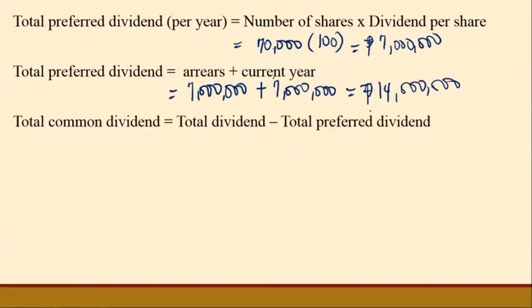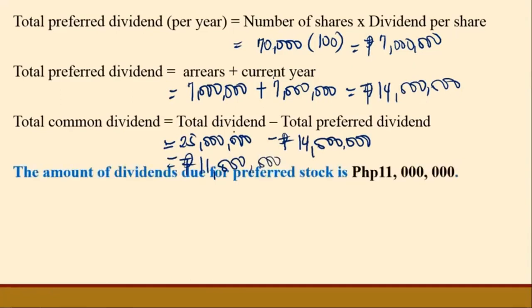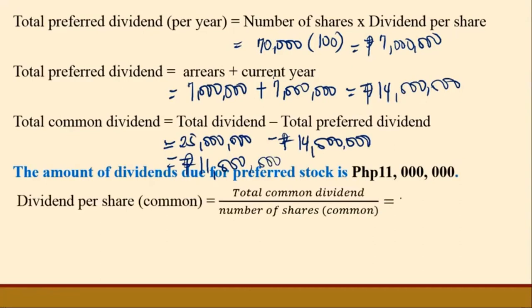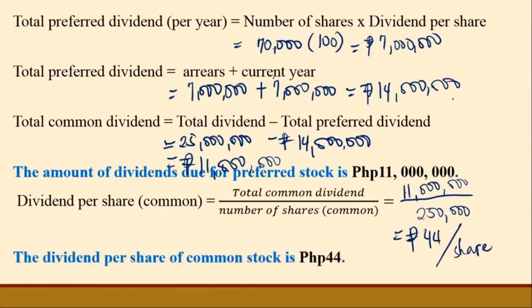And for the total common dividend, all we have to do is to get the difference between the total dividend and the total preferred dividend. So this is 25 million, the total dividend for this current year, minus the total preferred, which is 14 million. This is now equal to 11 million pesos. So the amount of dividends due for common stock is 11 million pesos. And the dividend per share for common stock, we substitute the values: 11 million over 250,000 number of shares, which is equal to 44 pesos per share. So the dividend per share of common stock is 44 pesos.